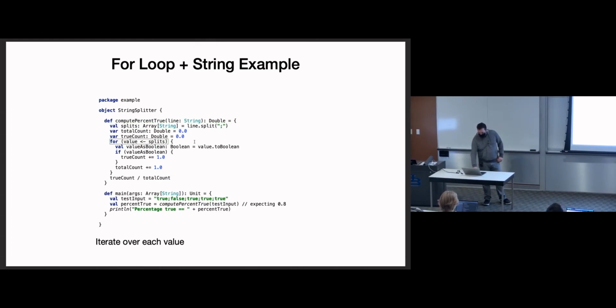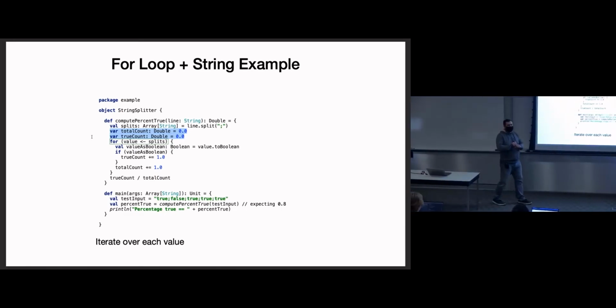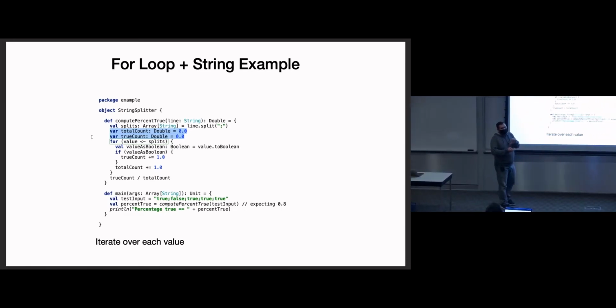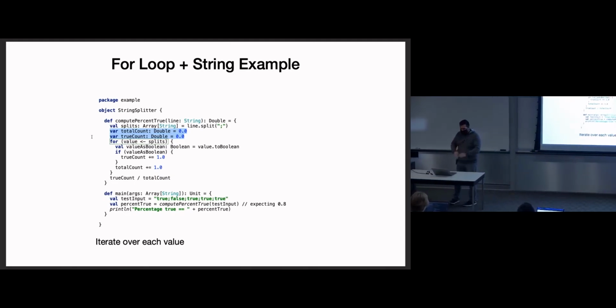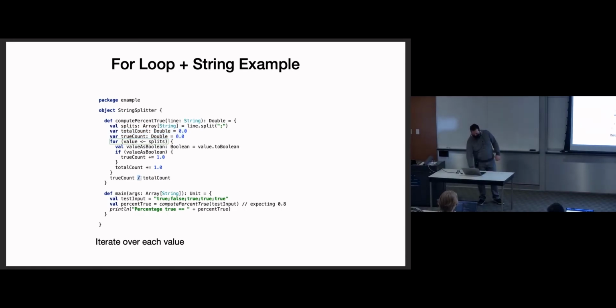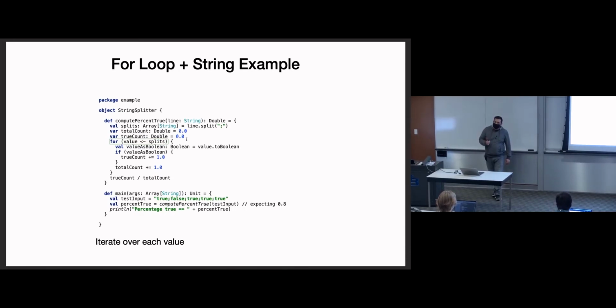Okay, next I'm going to declare two variables, total count and true count. This is where I'm going to count the number of values that I've seen and the number of values that I've seen that are true. And I'm going to store those in doubles. I'll explain that in a second. I'm doing it to avoid integer division, for a little foreshadow. But I'm going to store those as doubles, even though I expect them both to be integer values. They'll be whole numbers throughout the whole execution of this program.